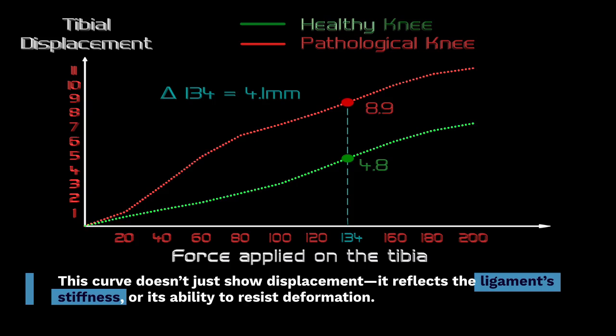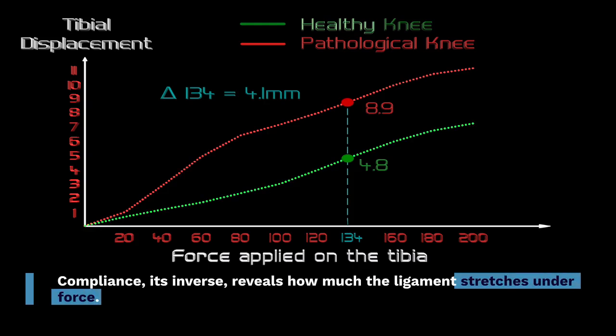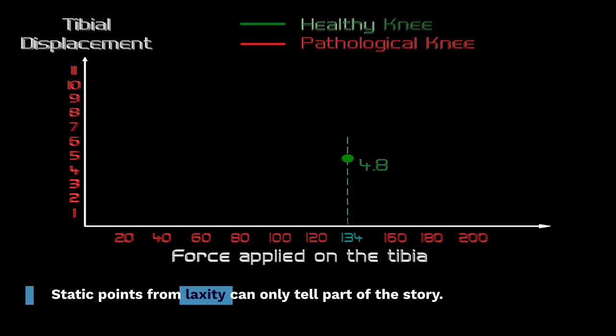This curve doesn't just show displacement, it reflects the ligament's stiffness, or its ability to resist deformation. Stiffness is a familiar concept in orthopedics, often used to evaluate ligament strength. Compliance, its inverse, reveals how much the ligament stretches under force. Together, these metrics offer complementary insights, but compliance provides a more dynamic and detailed picture of ligament health. Static points from laxity can only tell part of the story.